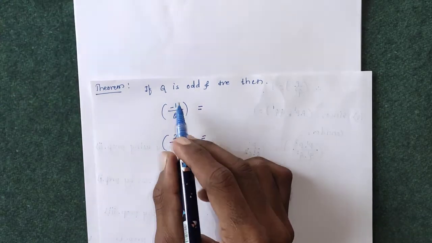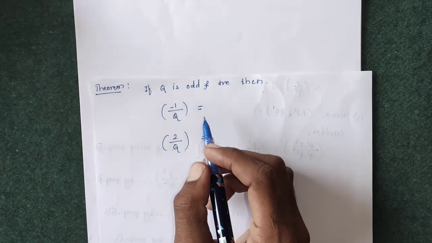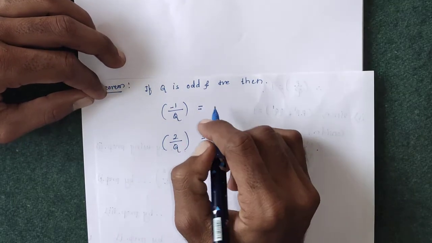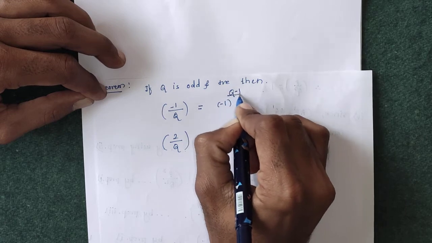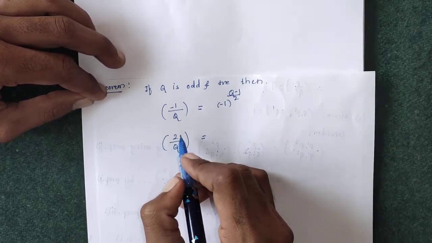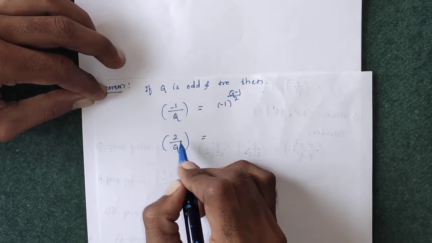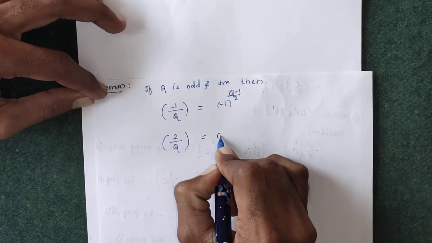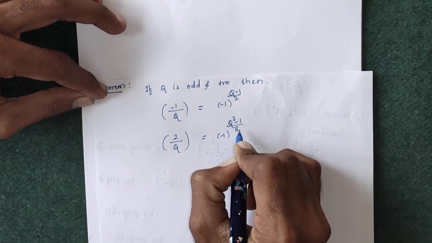We have seen that the Legendre symbol of -1 and p is -1 raised to (p minus 1) by 2. Similarly, here we are going to see the Jacobi symbol of -1 and Q is equal to -1 to the power (Q minus 1) by 2, and as we have seen, the Legendre symbol of 2 and p is equal to -1 raised to (p square minus 1) by 8. Similarly, here we are going to see the Jacobi symbol of 2 and Q is equal to -1 raised to (Q square minus 1) by 8.